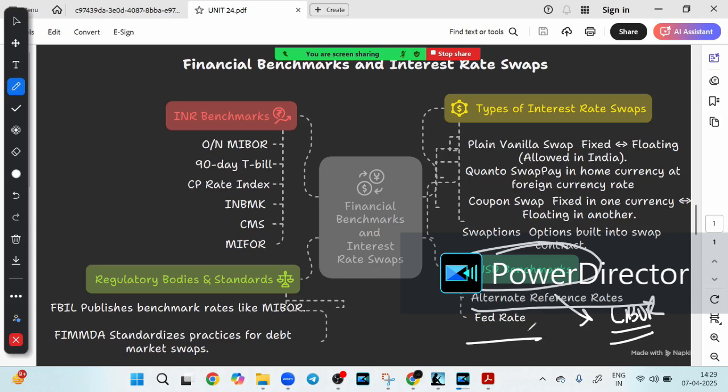So what we learned from this discussion is that a benchmark is the base for calculating the floating interest rate. A swap can be domestic or cross currency. Each type of swap fits a specific business need or market condition, and the regulatory body ensures that the game is fair.